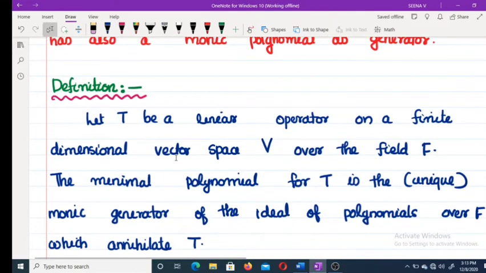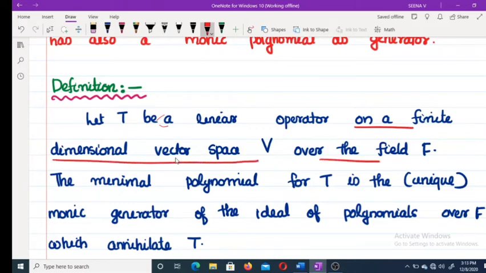Now, the next definition, the minimal polynomial. Let T be a linear operator on a finite dimensional vector space V over the field F.